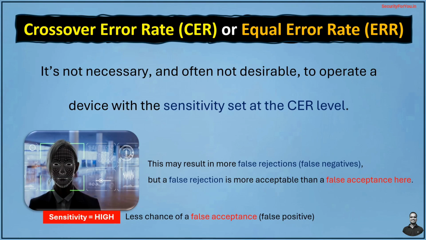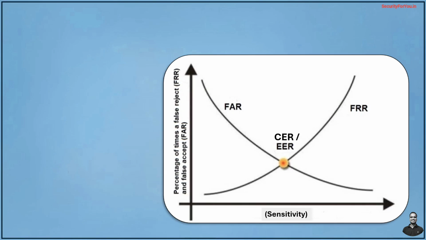So guys, this is all we have for today. I hope now you have understood what is false acceptance rate and false rejection rate, and how crossover error rate is used to compare the accuracy of different devices.